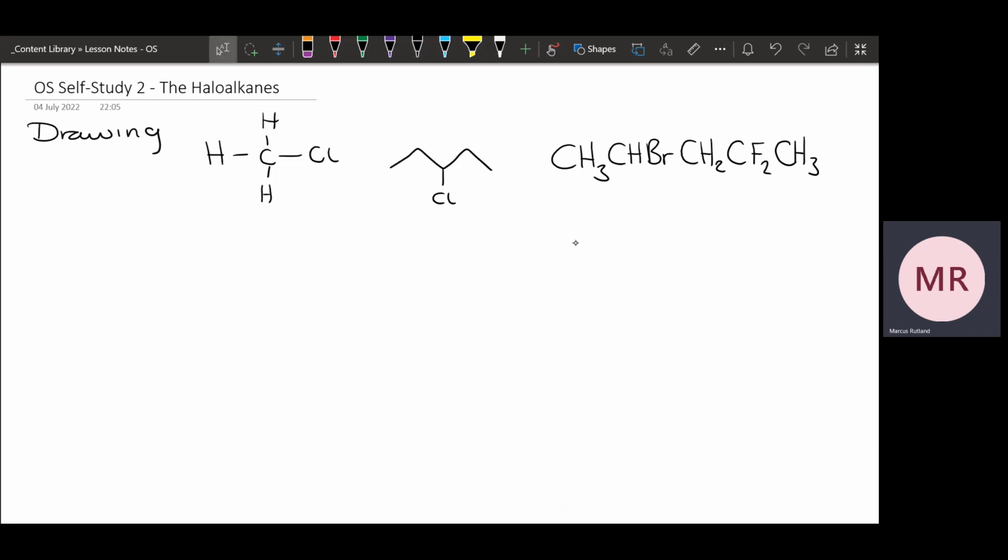So this would be the carbon without any halogens going to a carbon with a bromine on it, going to a carbon without any halogens, and then going to a carbon with 2 fluorines, and then going to a carbon without any halogens. So just maybe pause the video, have a look at those, just see that they make sense to you. Relatively straightforward.